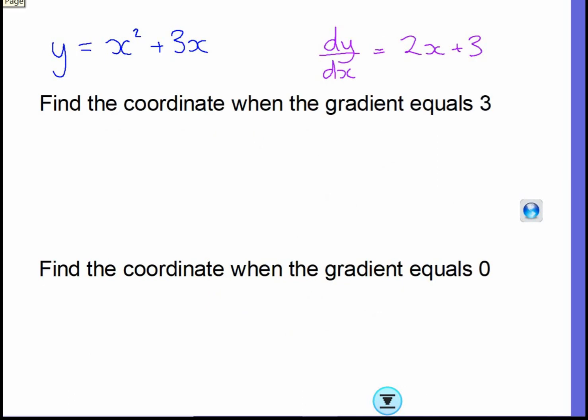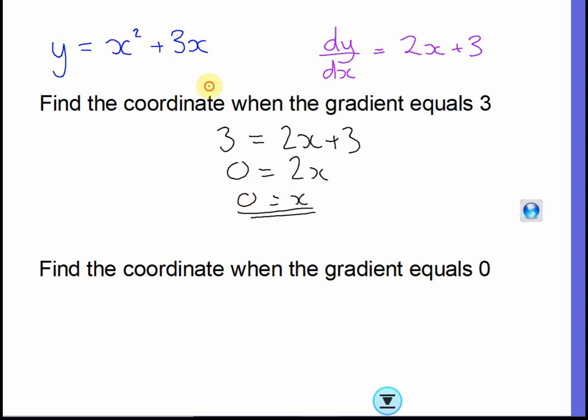Right, so let's have a look at a slightly harder one. This is when people find it a little bit harder. So here we have the same function, same gradient function. Find the coordinate this time when the gradient equals 3. So this is the gradient function that allows us to find the gradient at any point. But if we know the gradient, all we do is simply say, well, the gradient is equal to the gradient function, and then find out the x value. So subtract 3 from both sides, I actually get 0. So I know x is 0.